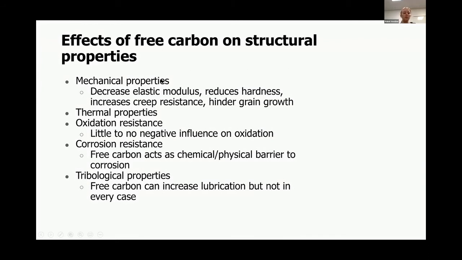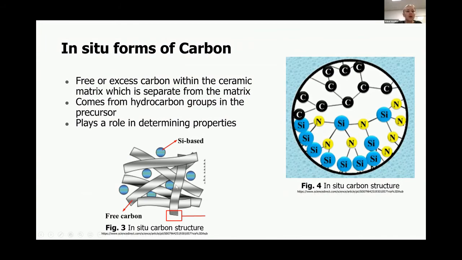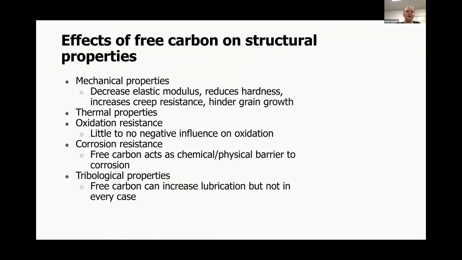So for mechanical properties, elastic modulus, hardness and creep resistance, elastic modulus is going to be decreased, hardness is decreased, creep resistance is going to be increased by the presence of free carbon, and grain growth is going to be hindered. That's because, if you remember on this slide here, this carbon is going to form kind of like a framework or a boundary around those silicon grains. So that's going to hinder the grain growth, and that can be a helpful property for certain applications.